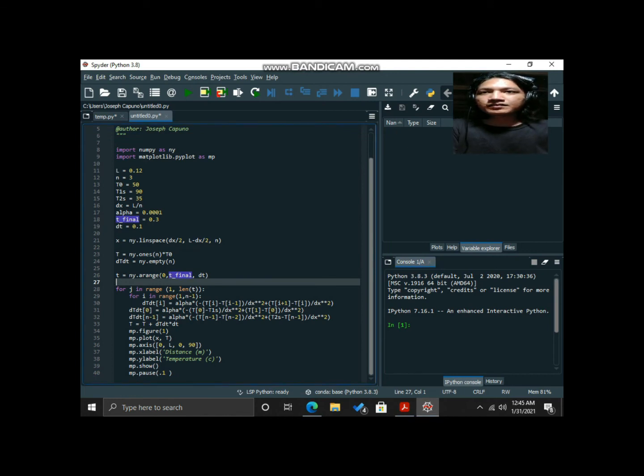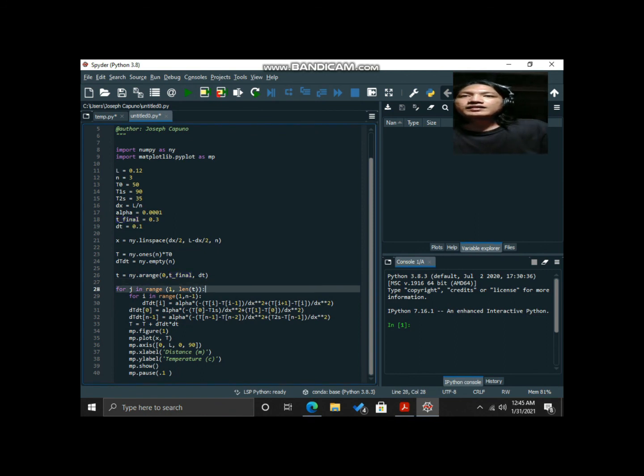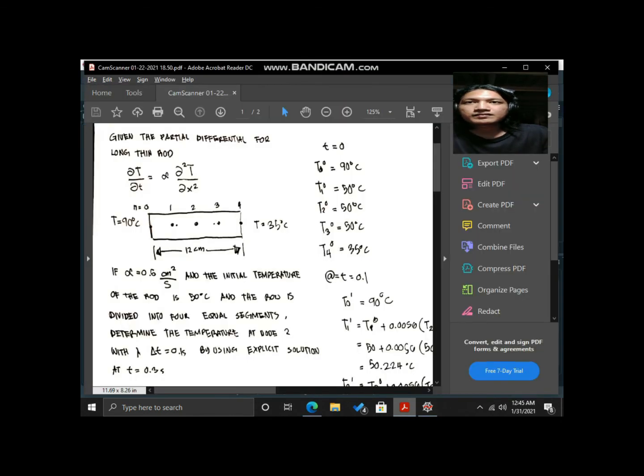So, sunod naman is ito ng code. For j in range 1 to length t, ibig sabihin, simula sa 1, papunta ng kung gaano kadami yung t, lahat ng t. Lahat ng, yung simula ay hanggang 0.3. Kasi yun yung elements mo. Tapos, sunod is for i in range 1 to n minus 1. So, yung i mo kasi, diba dito yung i? Dito naman is n minus 1.